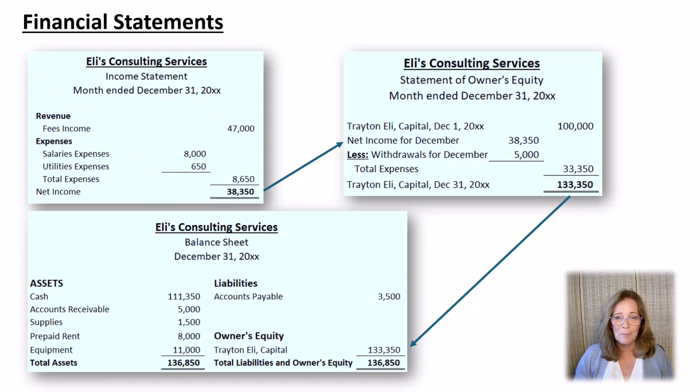I hope this was helpful. Keep practicing, and before long, you'll feel confident in analyzing business transactions with the help of T accounts, the concept of debits and credits, and the preparation of financial statements.